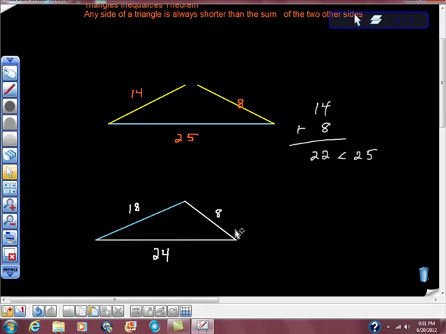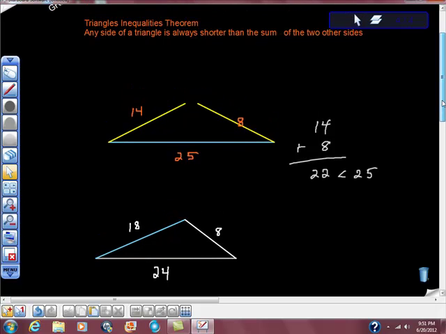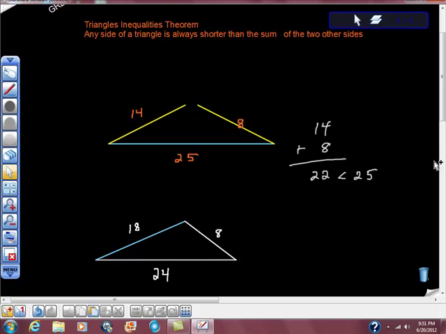Well, how do I know that? We'll go back to the rule, and it says here that any side of a triangle is always shorter than the sum of the two other sides. So if we add these two together, this side will be shorter. If we add these two together, this side will be shorter. These two together, and where it gets a little bit dicey is here.